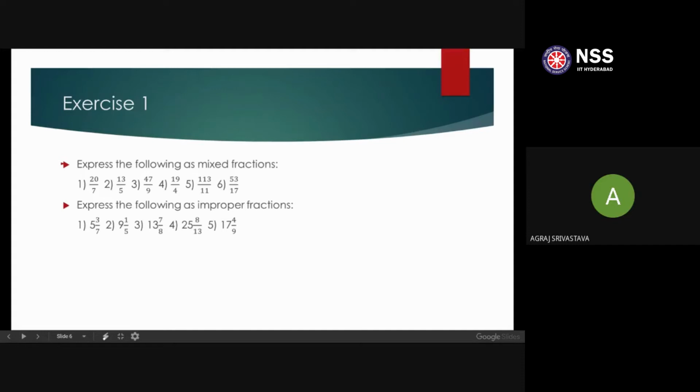Now, a slightly trickier multiplication, but along the same lines, is 25 8 by 13. 25 into 13 will become 250 plus 75, that is 325. 325 plus 8 is 333. And the denominator remains the same. So the final improper fraction will equate to 333 divided by 13. The other questions that I have left out, which is number 5 and 6 in mixed fractions and 3 and 5 in improper fractions, can be solved in the same way.